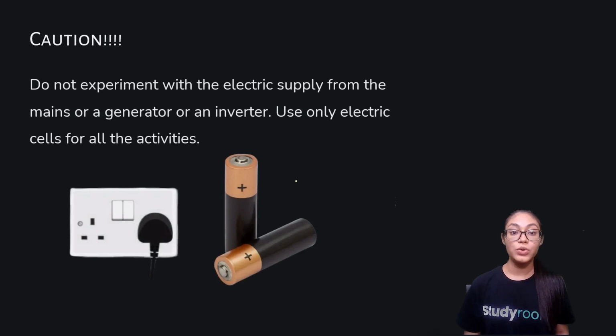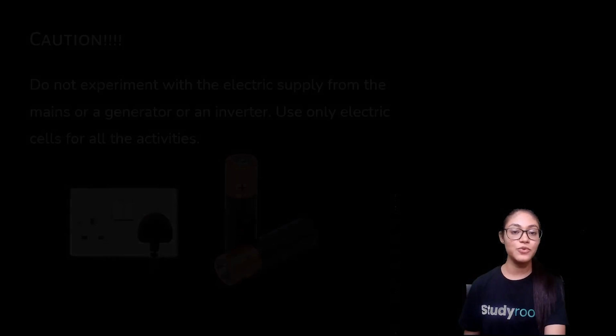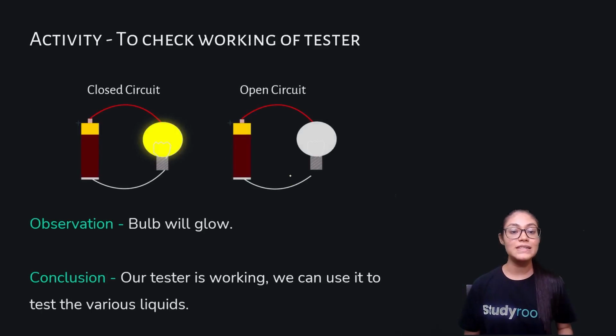Now, do not experiment with the electric supply from the mains or a generator or an inverter. Use only electric cells for all these activities. When we are performing these activities, which include the tester, we should always take care that we do not use the electric supply from the mains. We should always use electric cells for these kinds of activities. Correct? Let's move on.